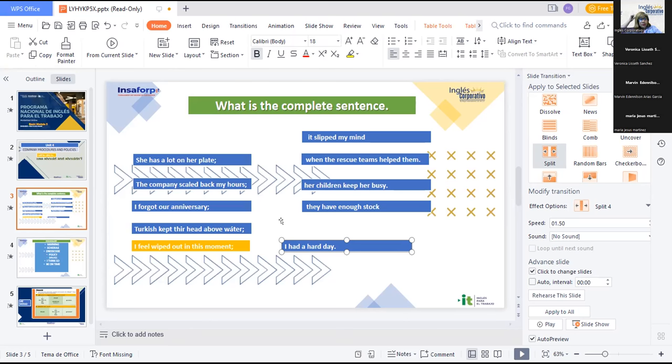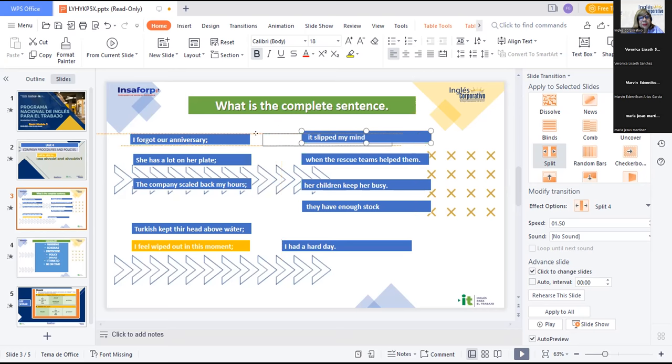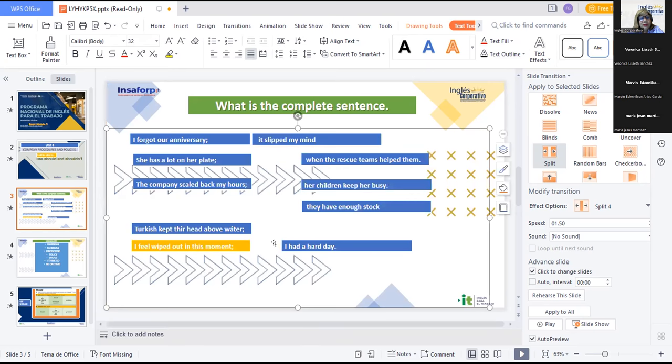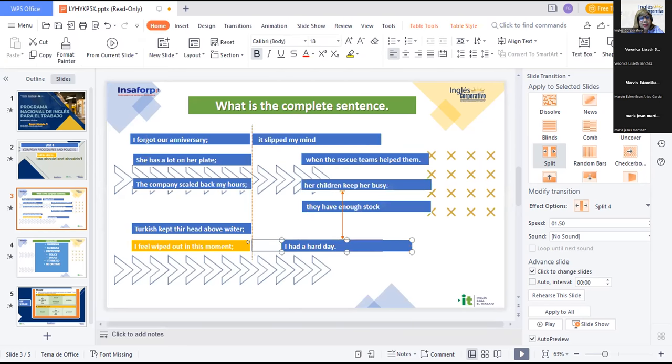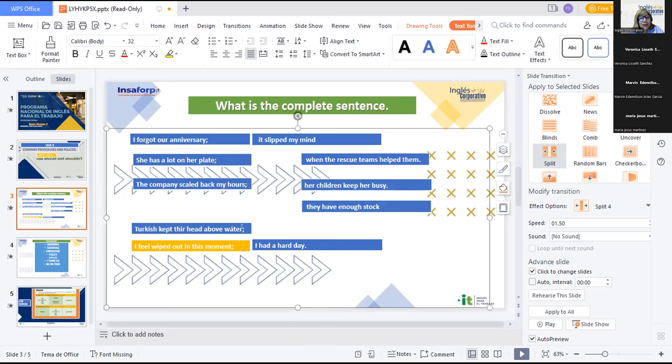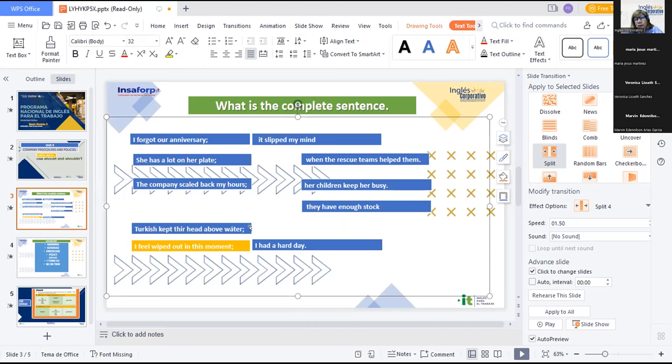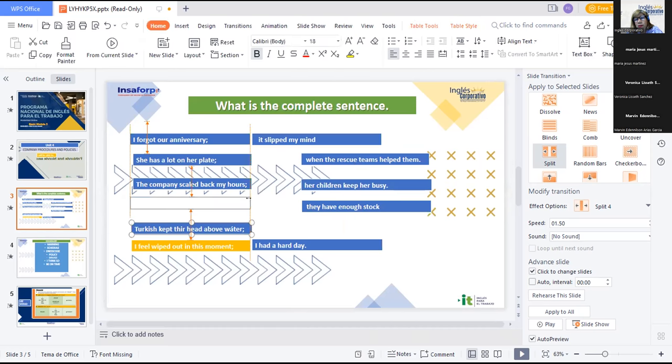I'll try. Yes, I forgot our anniversary. It slipped my mind. Exactly. That's it. Okay, he joins and he joins. He is trying to join it. Yes. Right. Okay, I don't know because I cannot count with all the students in this moment.